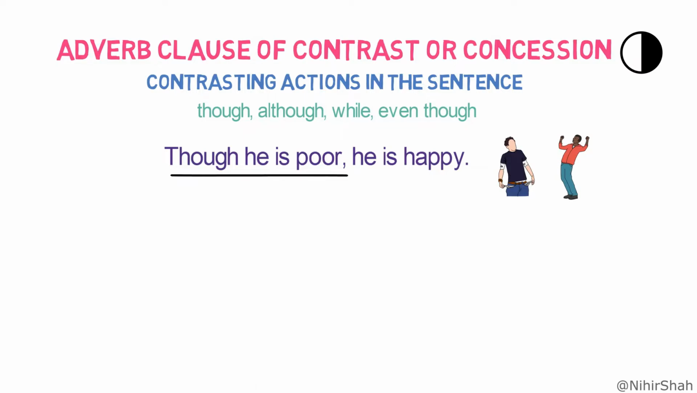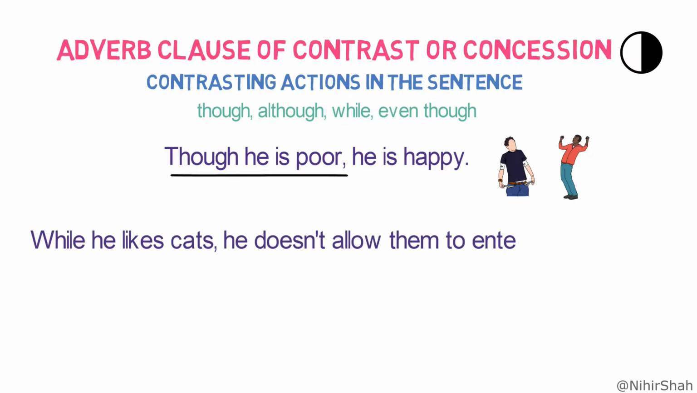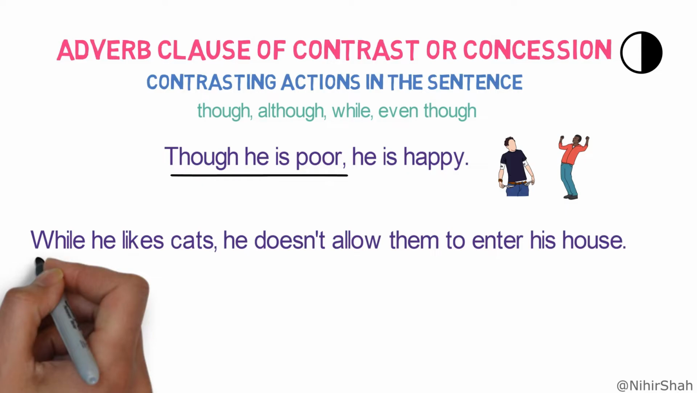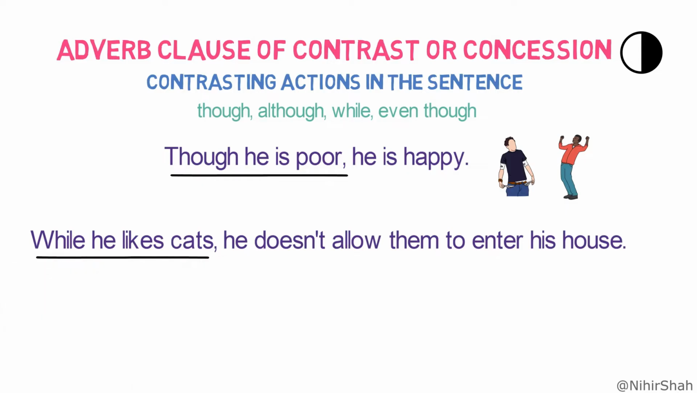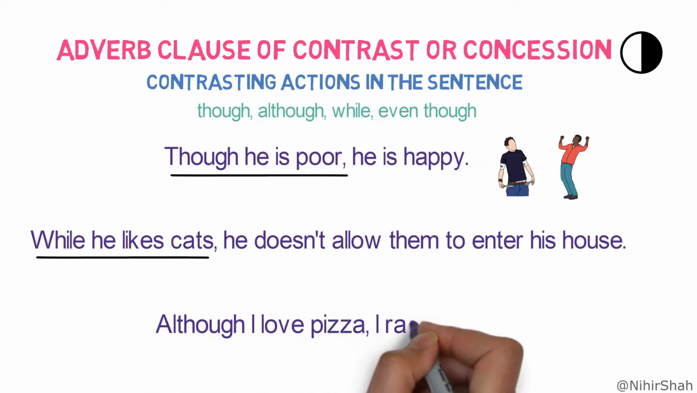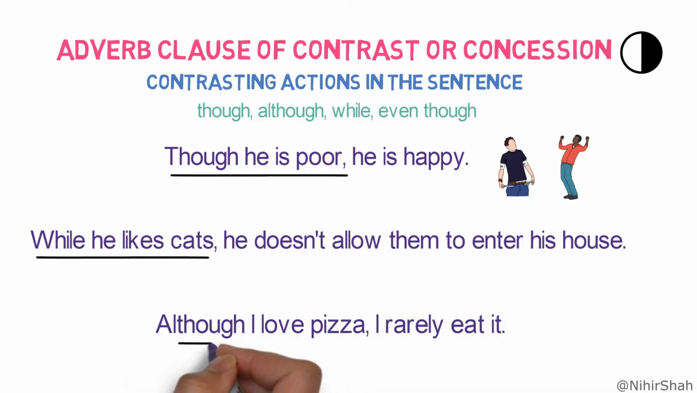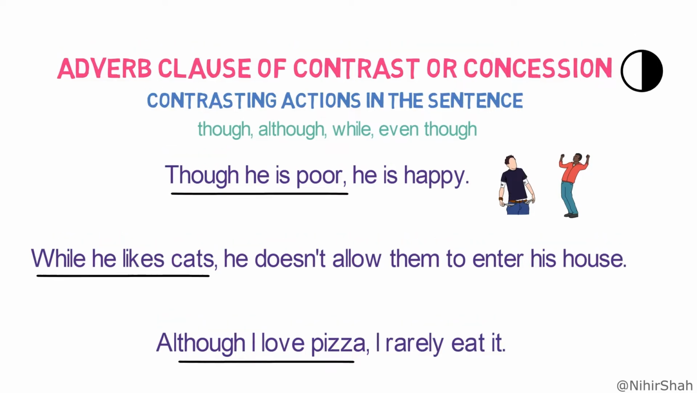Some more examples could be, while he likes cats, he does not allow them to enter his house. Here, while he likes cats is an adverb clause of contrast or concession. Although I love pizza, I rarely eat it. Here, although I love pizza is an adverb clause of contrast or concession. Let's look into the next type of adverb clause.